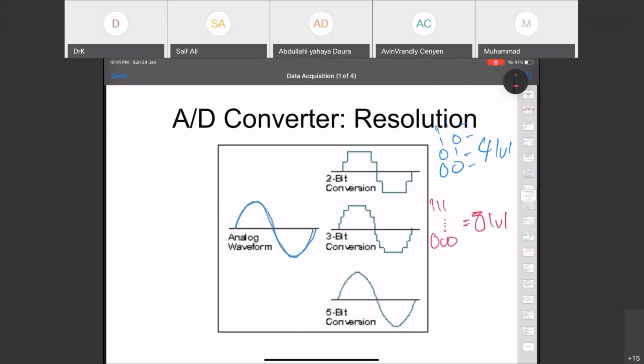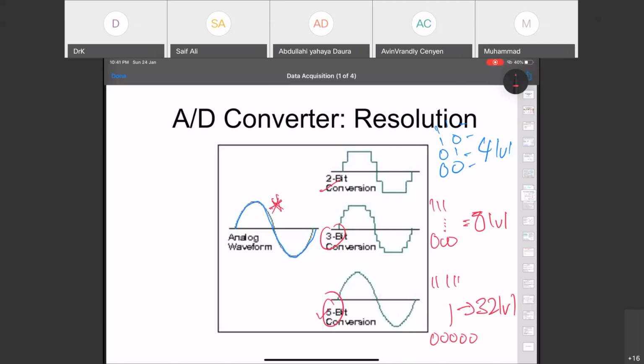Okay. What about 5 bits? 0, 0, 0, 0, 0 up to 1, 1, 1, 1, 1. Correct? So you have 32 levels. So you can see that the higher the bit, the more storage, the more levels you will have, and the precision improves. You can represent your input data correctly by using a very high resolution, very high conversion bits.